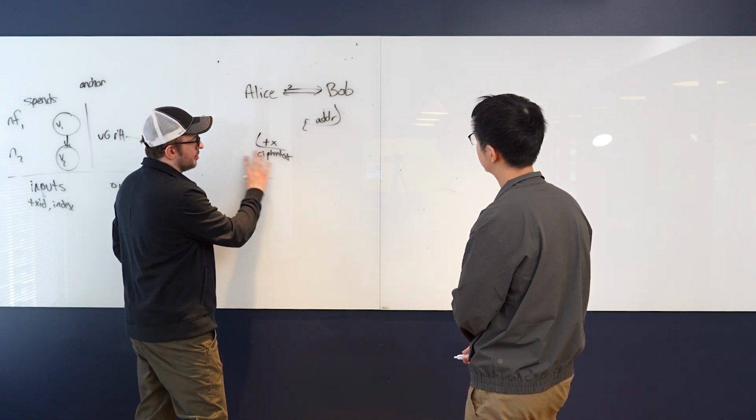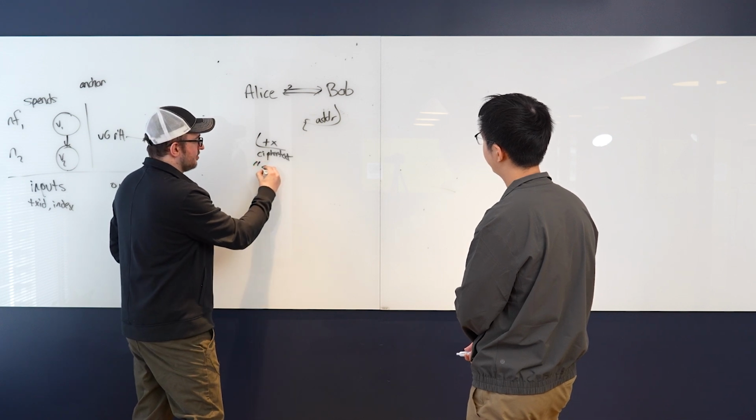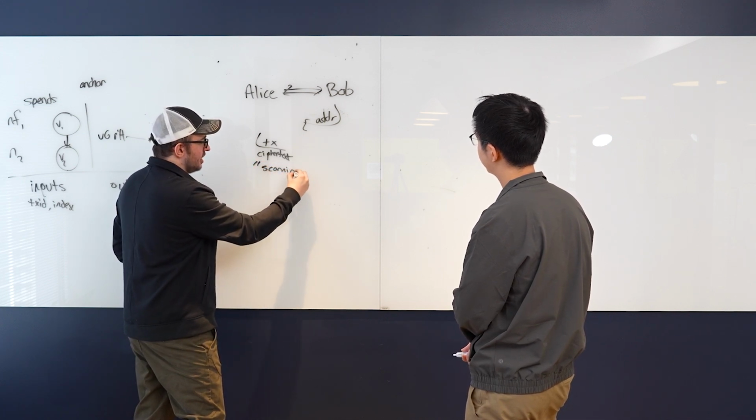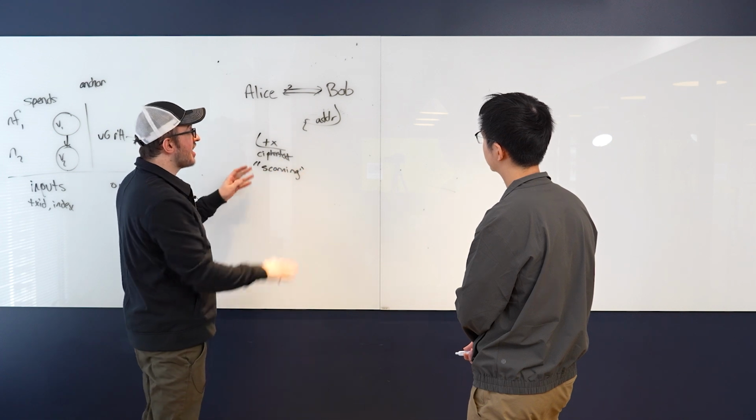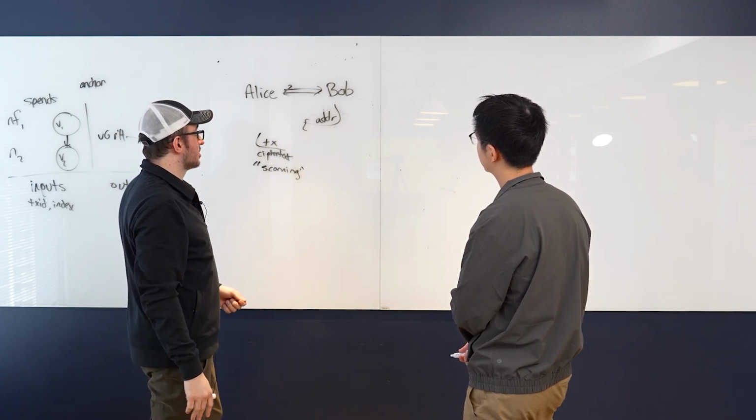This is scalability around the scanning, or what I call the scanning problem. That's avoided by changing the way the payment flow works.